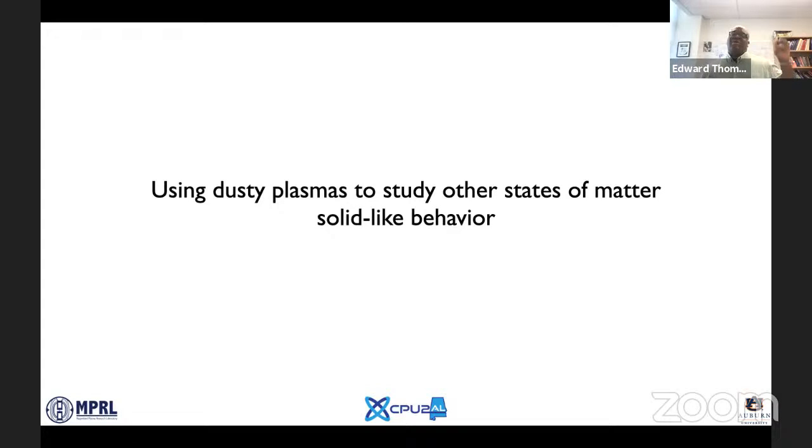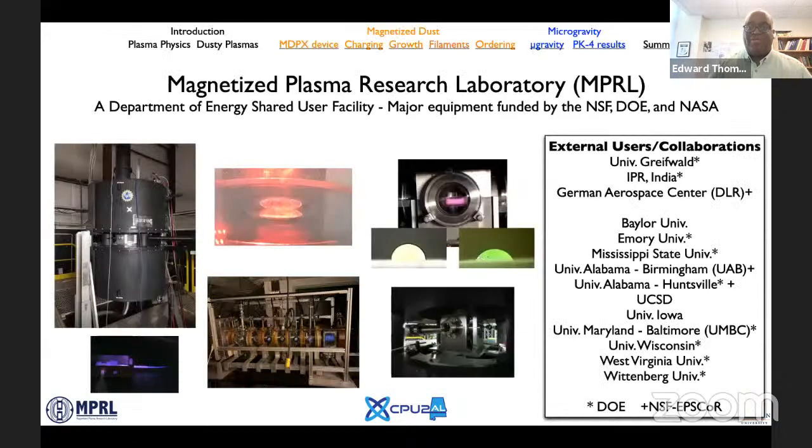So now what I want to do is turn to two specific examples of a dusty plasma in the laboratory. One is going to be looking at how to use dusty plasmas to study solid-like behavior. And then the second one will be using dusty plasmas to study liquid-like behavior. And for this first one, the solid-like behavior, this is work that's actually being carried out here at Auburn in our facility called the Magnetized Plasma Research Laboratory.